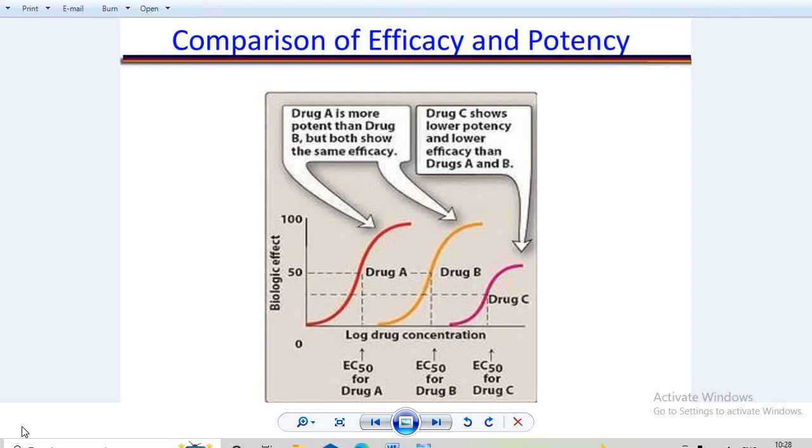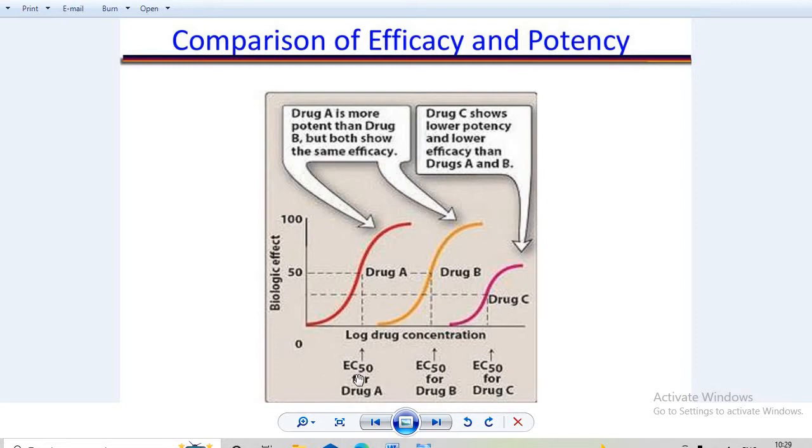First of all, you're looking at the image. In every graph, there are two axes: one is the x-axis and one is the y-axis. On the x-axis, you are looking at the log drug concentration, and on the y-axis, you are looking at the biological effects, or the pharmacological response, or the drug response that is produced by that drug. First, I must give you the definition of potency. Here you are looking at another term, that is EC50. You are looking at EC50 for drug A, EC50 for drug B, and EC50 for drug C.